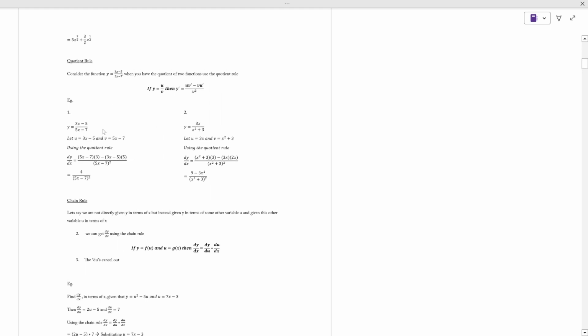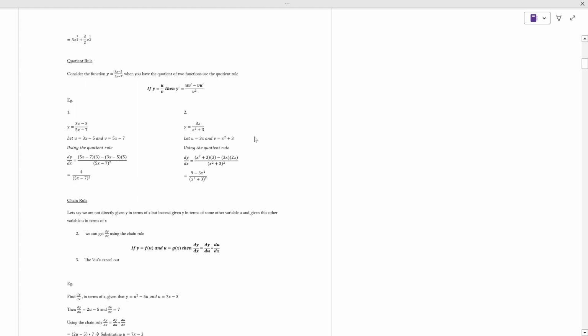So going through the examples, if you look at example 1, you've got y is equal to (3x minus 5) over (5x minus 7). So let u equal 3x minus 5 and v equal 5x minus 7. Using the quotient rule, dy dx is equal to, once again, v, which is just that over there, multiplied by u dash, the differentiated version of that, which is 3. Take away u, 3x minus 5, multiplied by v dash, the differentiated version of that, which is 5, all over v squared. Cool. That is equal to 4 over (5x minus 7) squared.